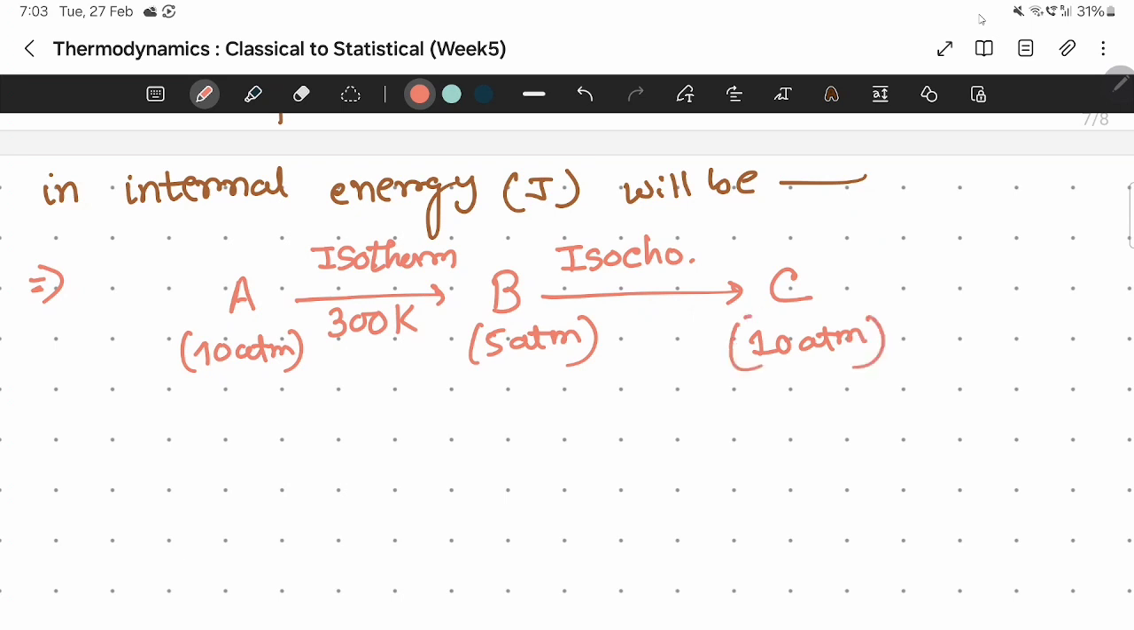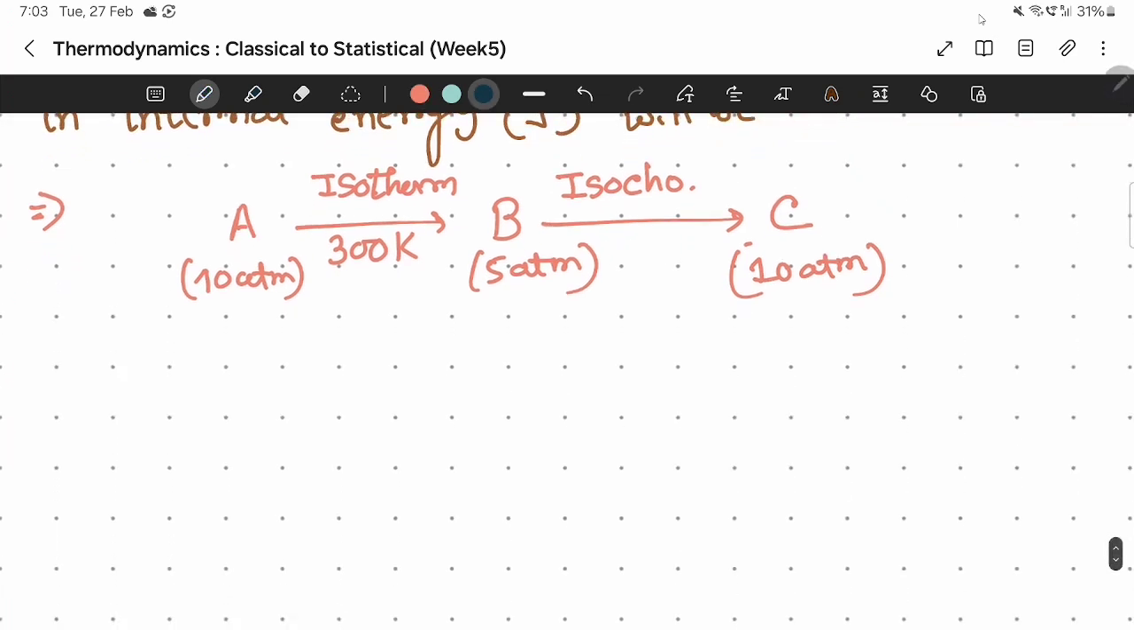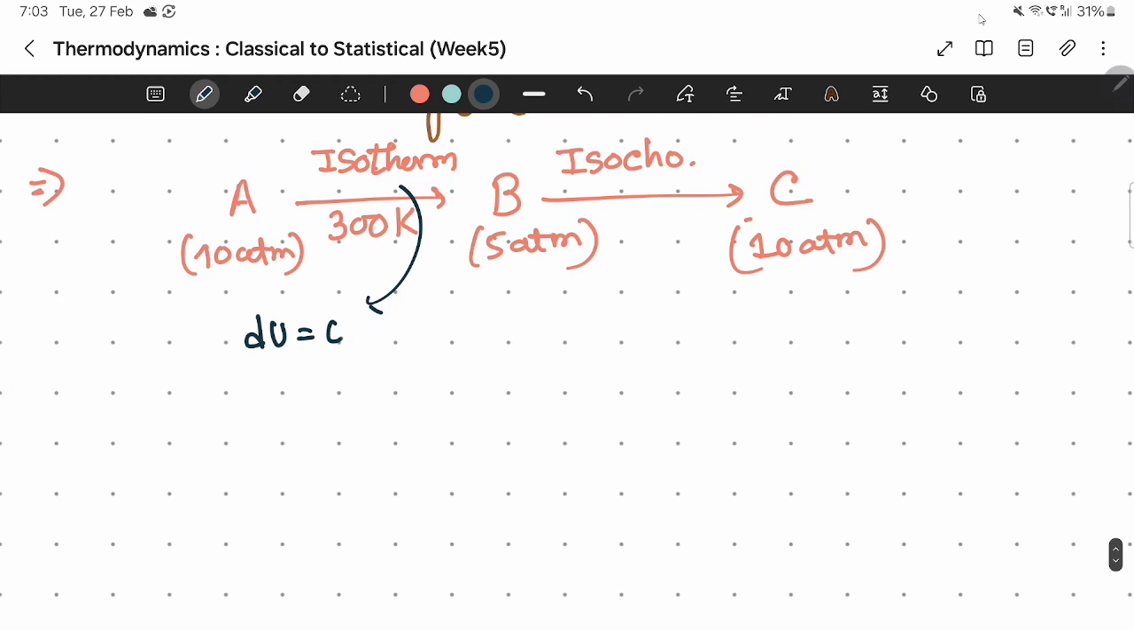Okay, it becomes 10 atm. The change in internal energy. First you have to understand that the first process is isothermal. If it is an isothermal process, then ΔU for this process will be zero. We know that for an ideal gas in an isothermal process, there is no change in internal energy. So ΔU will be zero.